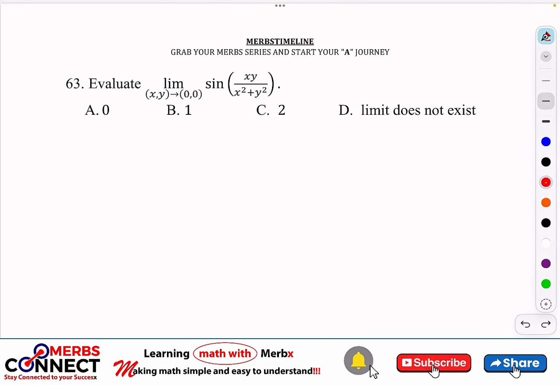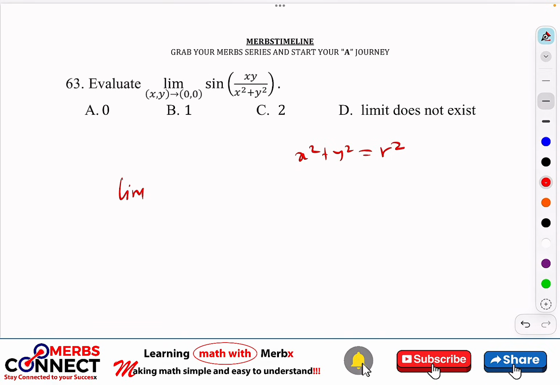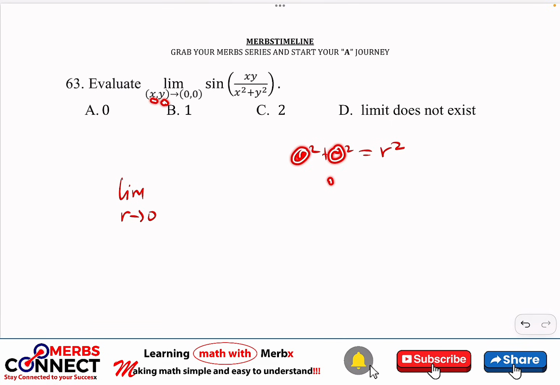Okay, maybe what if you are wrong? Let's see if it is true. Let's use polar coordinates. x squared plus y squared is equal to r squared, right? So when x is 0 and y is 0, r squared is going to approach 0. So I'm going to have the limit as r is approaching 0, because x is 0, y is 0. So 0 is equal to r squared, and this is r, which is equal to 0.